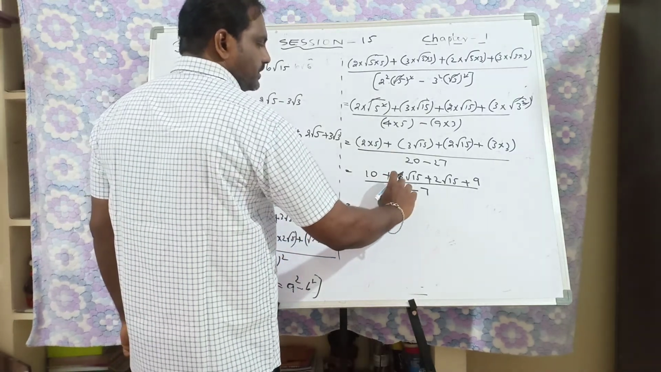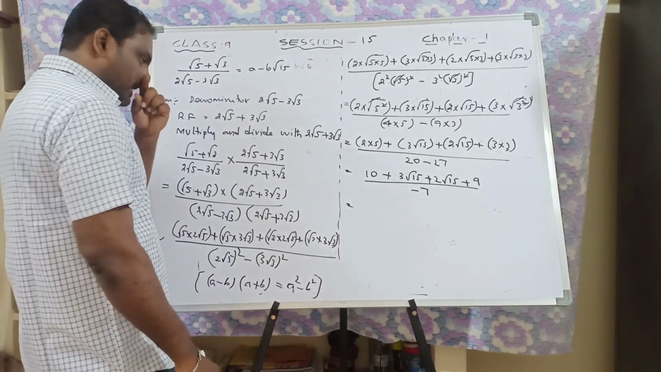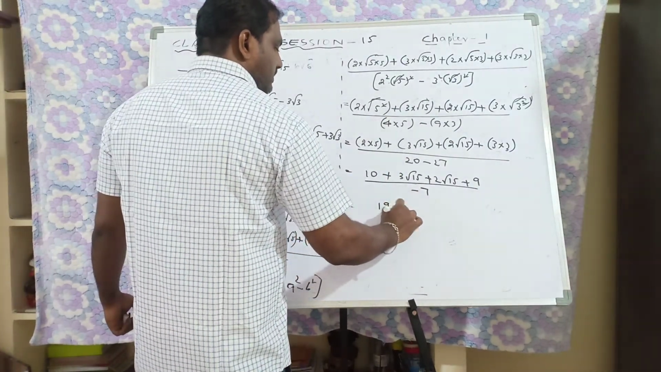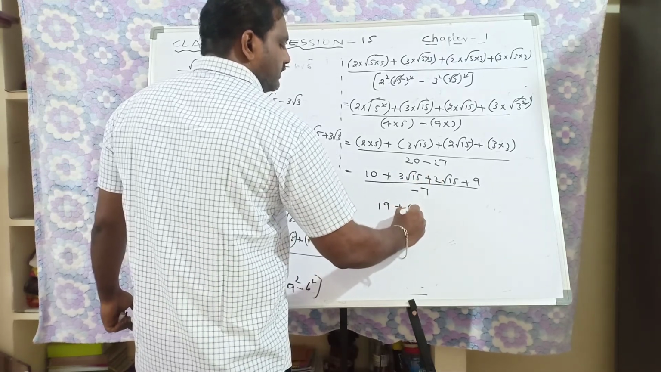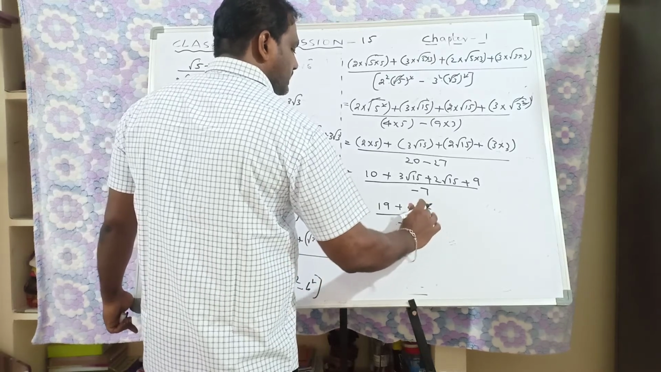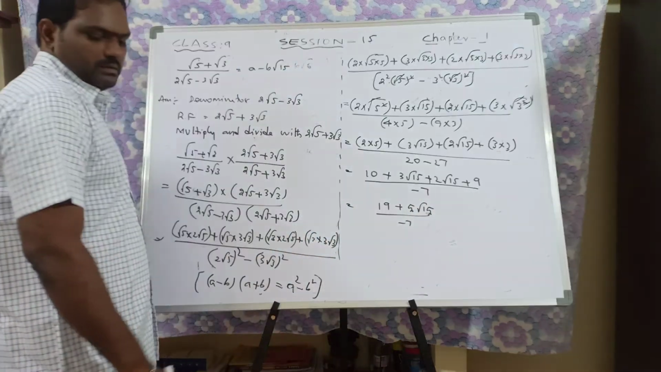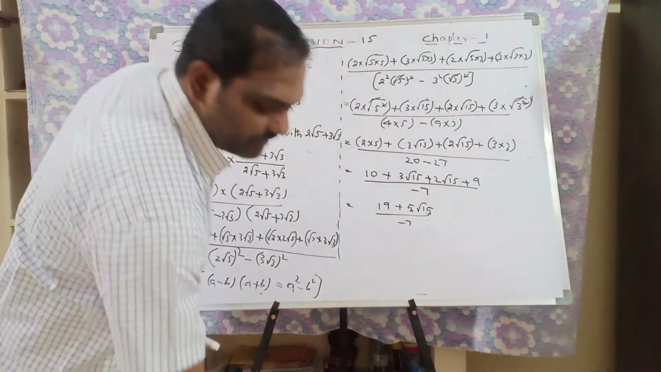Now look at this, 3 root 15 plus 2 root 15. So what can I write? I can write it as 10 plus 9 is 19, plus 3 plus 2, 5 root 15, by minus 7. This is the answer. So next, what we have to write is a minus b root 15, I have to write.